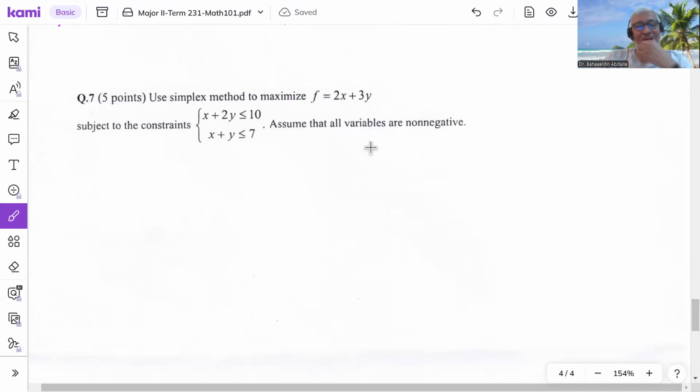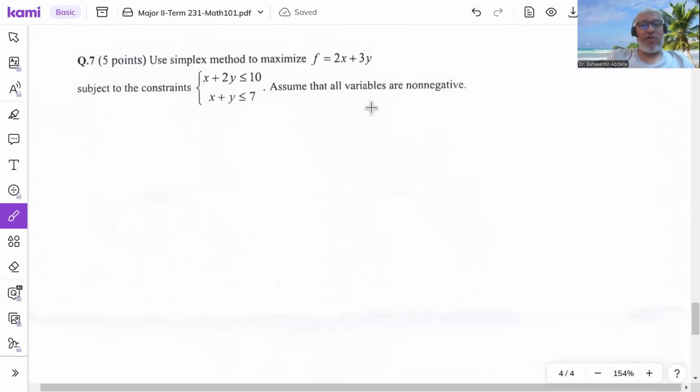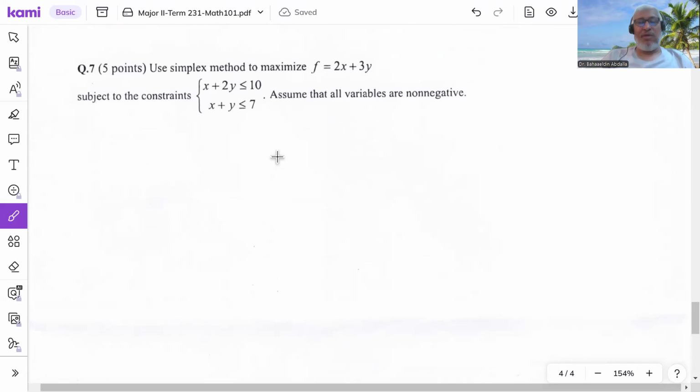Use Simplex method to maximize this function subject to the constraints. Assume all variables are non-negative. Okay. Simplex method is an algebraic method. The first step in that method is to change every inequality to an equation. How? By introducing what we call a slack variable. So I write x plus 2y plus s1, which is the first slack variable, equals 10. The second equation, x plus y, I introduce another slack variable, call it s2, equals 7.